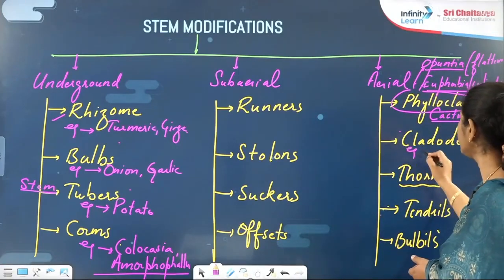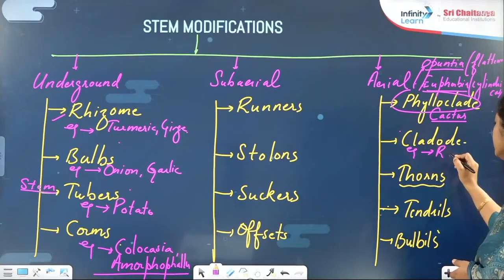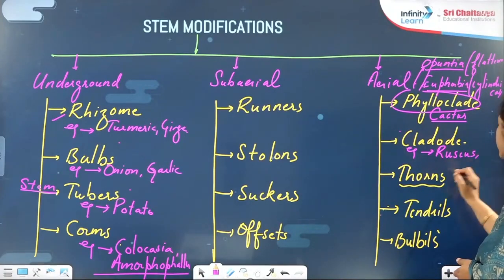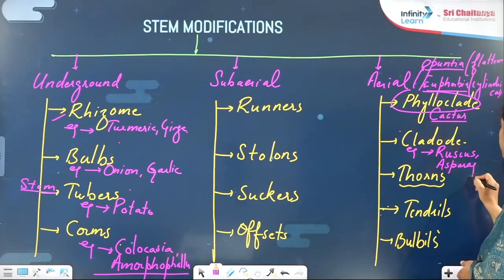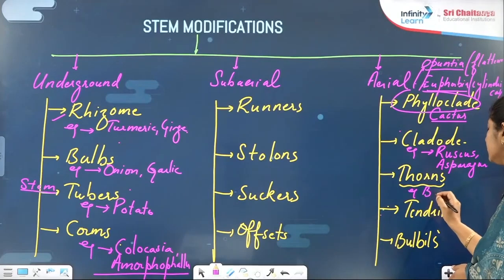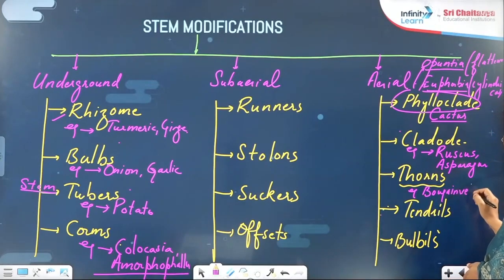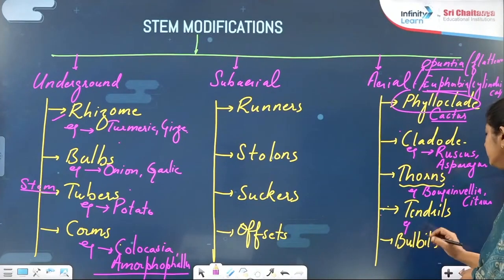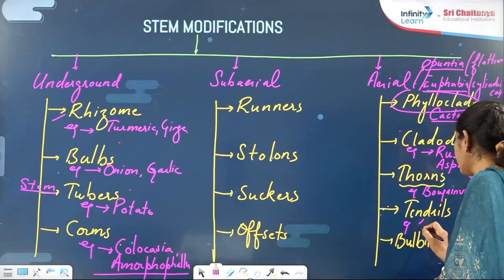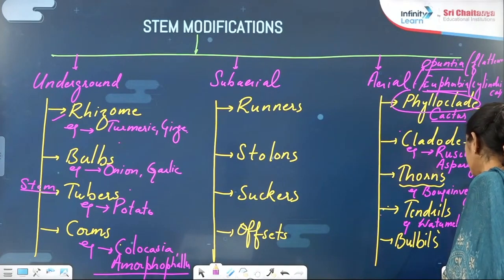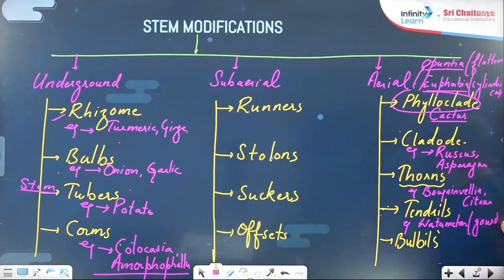Now for the cladode, what will be the example here? The cladode examples will be ruscus and even asparagus. And thorns, example, bougainvillea and even citrus. For the tendrils, examples, you must take like watermelon, which comes under the gourds. Even pumpkin is there, that comes under the gourd. And even the grapevine, it also comes under tendrils.